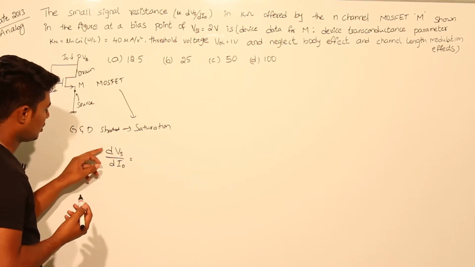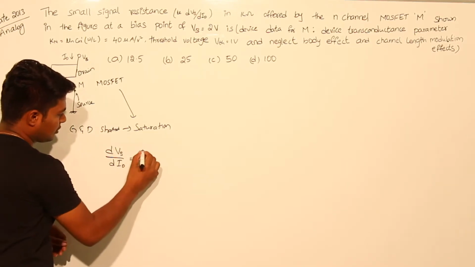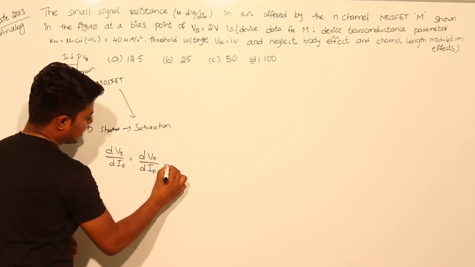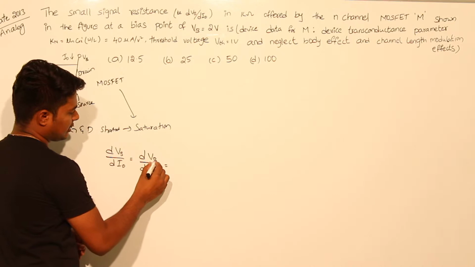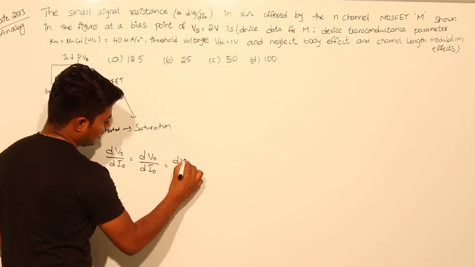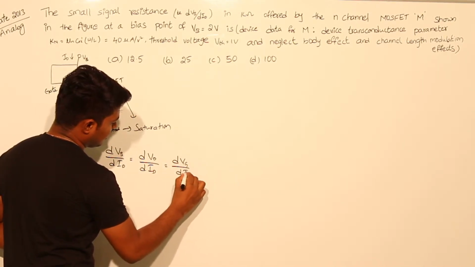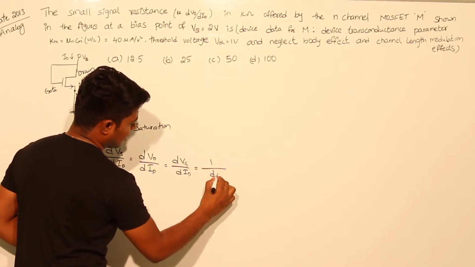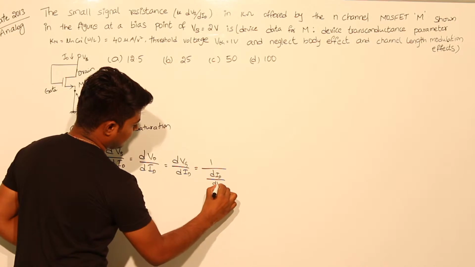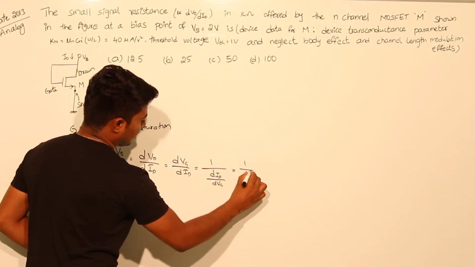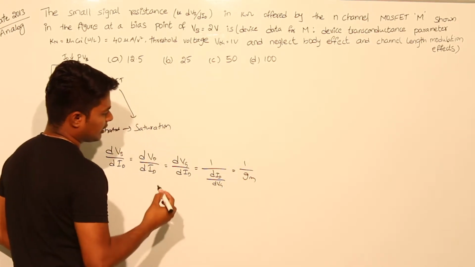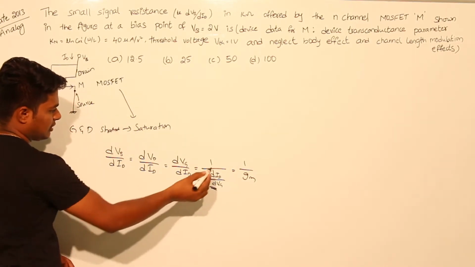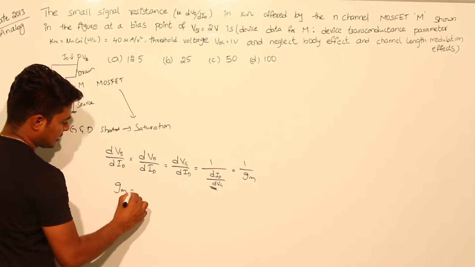Now we can write dVb by dId equal to dVd by dId. Since gate and drain are shorted, we can write gate in place of drain, so dVg by dId. Taking dId to the other side, that becomes 1 by dId by dVg, which equals 1 by Gm. So Gm is the transconductance.